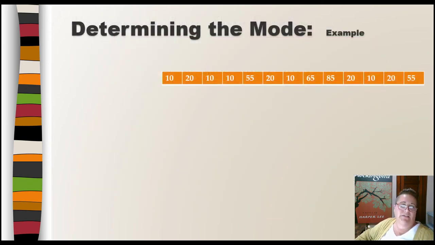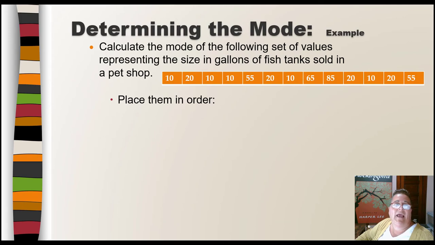Okay, so how do we determine the mode? Here we have a set of values that are meant to represent the size in gallons of fish tanks sold in a pet shop. So we've got a 10, a 20, a 10, a 10, a 55, a 20, a 10, a 10, a 65, an 85, a 20, a 10, a 20, and a 55. Did I say those fast enough for you?